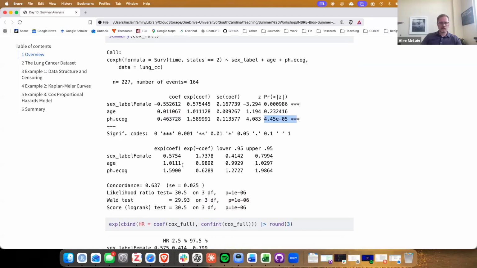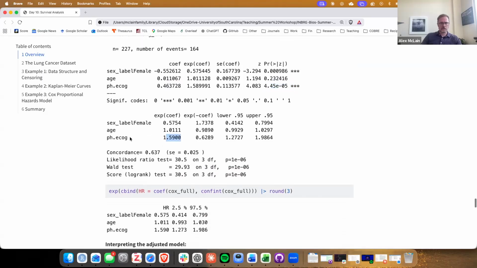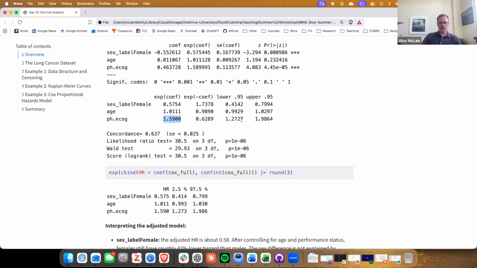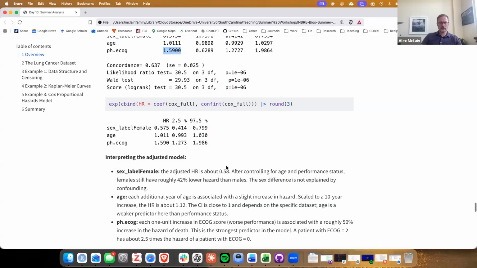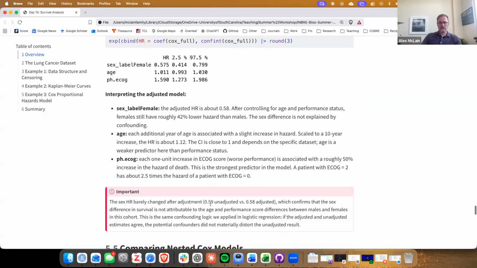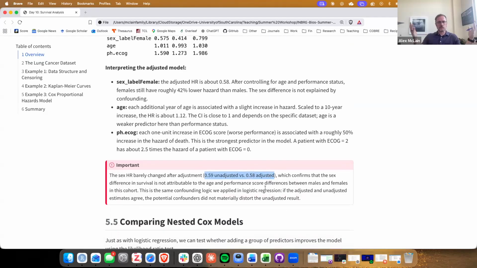Again, we get our hazard ratios with these, very similar for the sex coefficient. ph.ecog has a positive coefficient. Hazard ratio is about 1.6, and we have the confidence interval for that as well. With sex, 42% lower hazard for females versus males after controlling for age and performance status. This did not change. So the unadjusted and adjusted were very similar, which tells us that the sex difference that we saw previously was not attributable to age or performance score. They were not confounders in this situation.